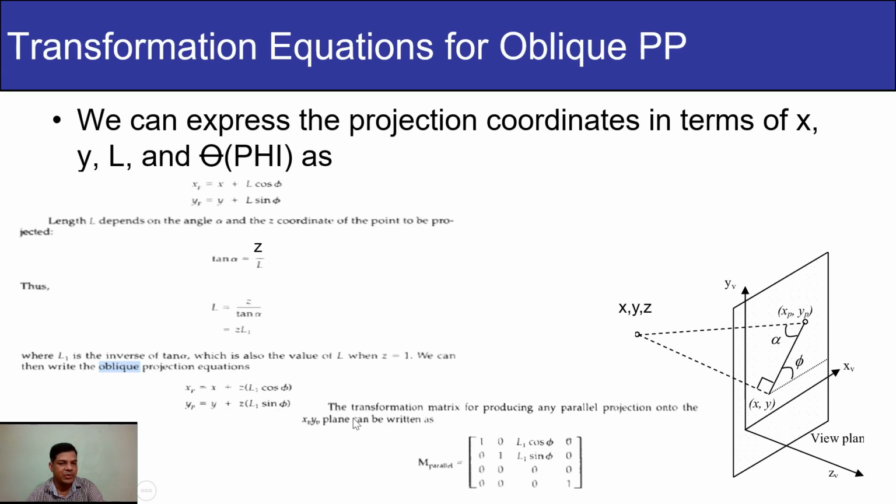From this we can conclude the transformation equation of oblique parallel projection as the matrix 1 0 L1 cos phi 0, 0 1 L1 sin phi 0, 0 0 0 0, 0 0 0 1. So this is the transformation equation for oblique parallel projection.